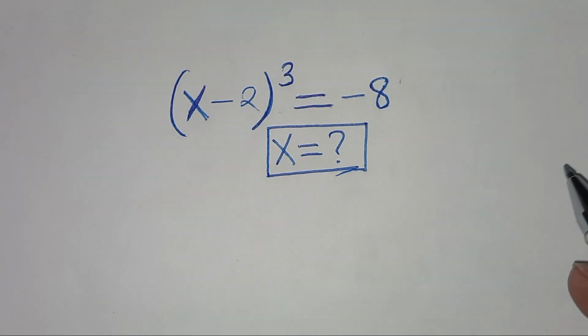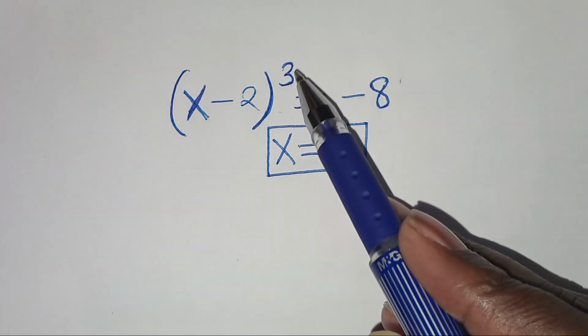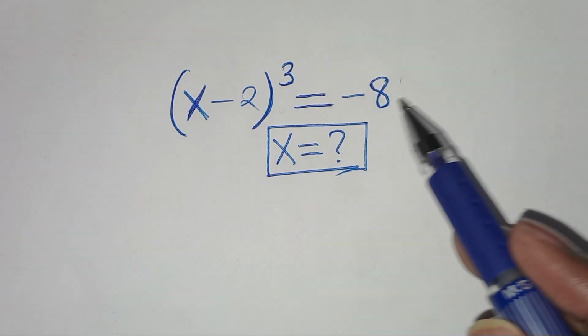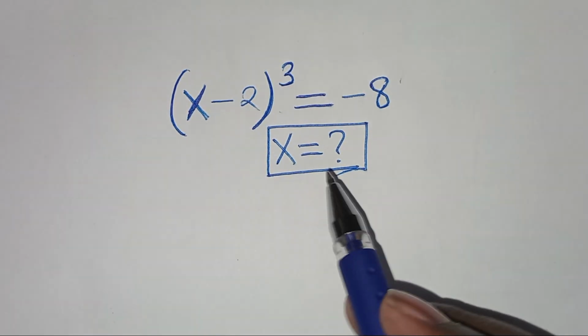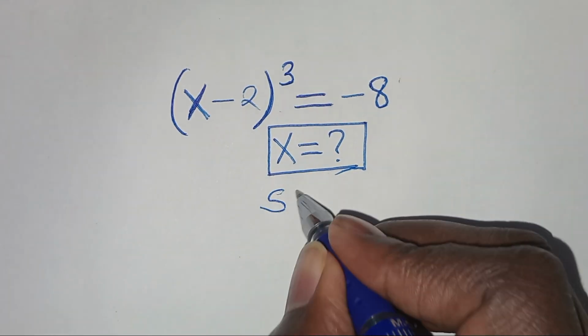Hello everyone, you're welcome to solve this nice algebra problem, which is (x - 2)^3 = -8. What are the values of x? Now let's present the solution from here.